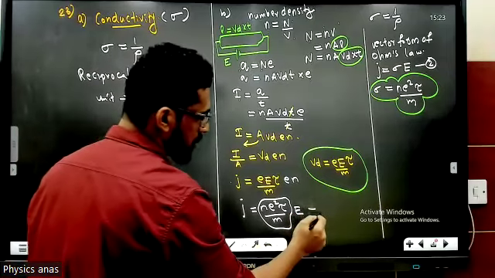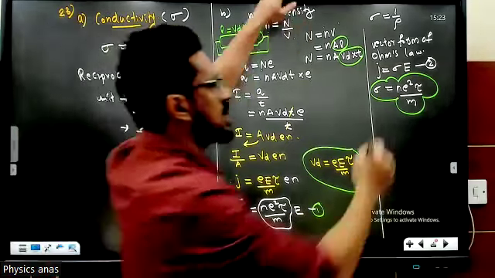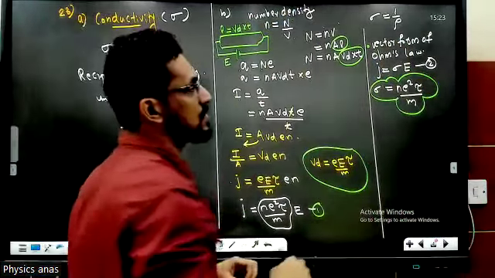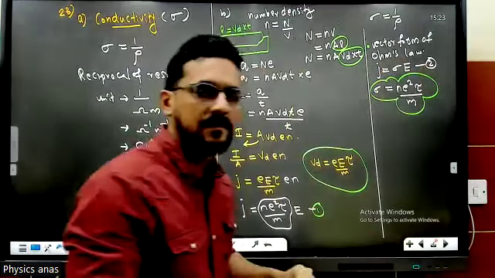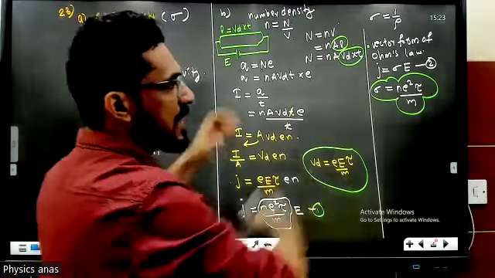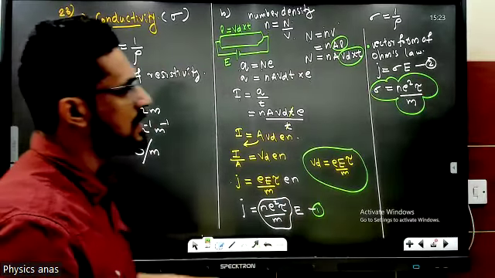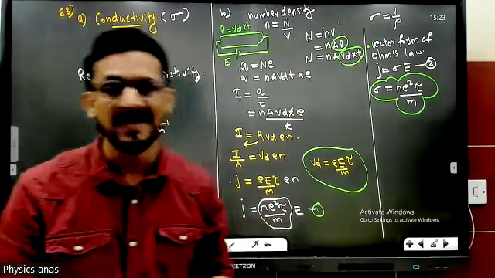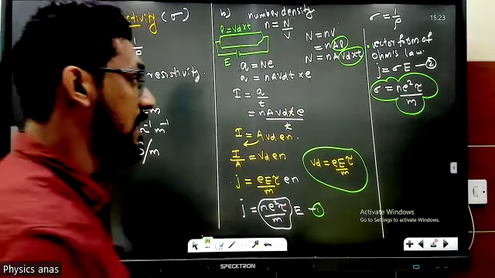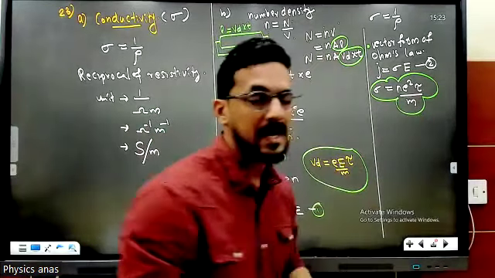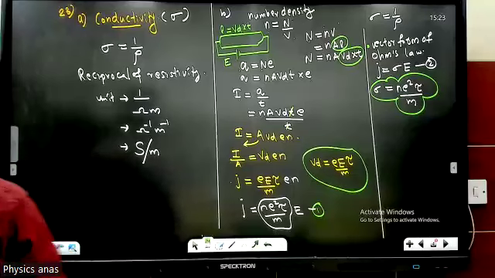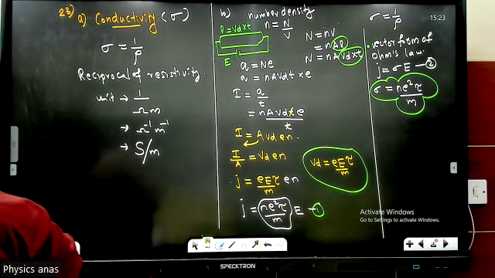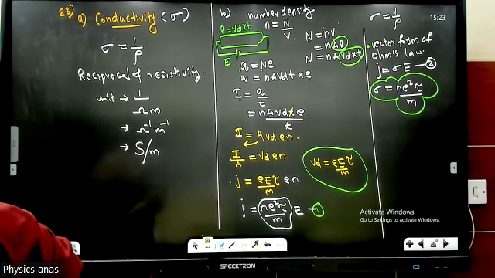And from the vector form of Ohm's law, you have another equation: J is equal to sigma E. By comparing both equations, you will understand that sigma is equal to n e square tau by m. What is sigma? That's conductivity. Now conductivity is equal to n e square tau by m. Did you get it? Did you understand that?